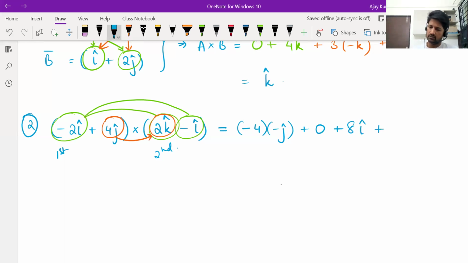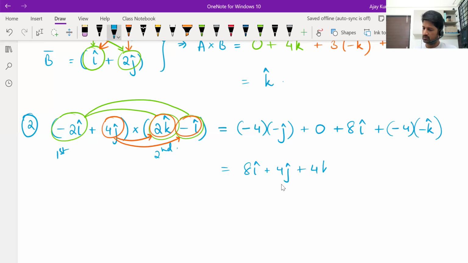And then the last two: 4 J cap cross minus I cap. Pawan, how much will this be? Sir, plus 4 K cap. Okay, let's see. 4 and minus 1 is minus 4. Then J cross I is minus K. Okay, so plus 4 K cap, correct. So the answer is 8 I cap plus 4 J cap plus 4 K cap.